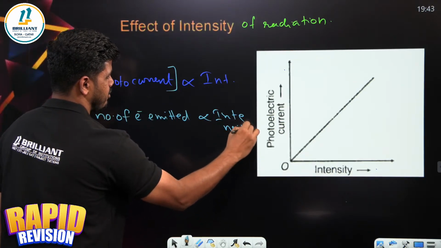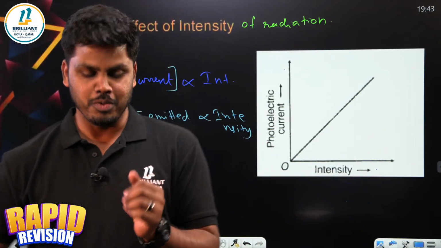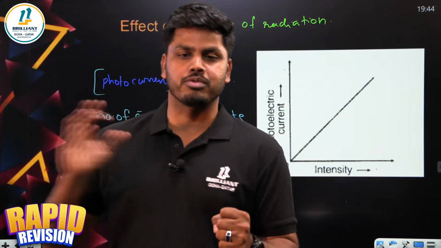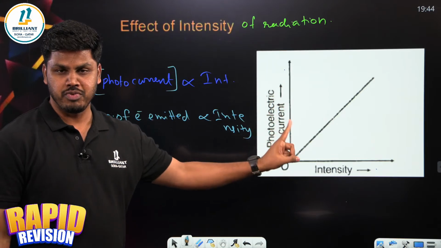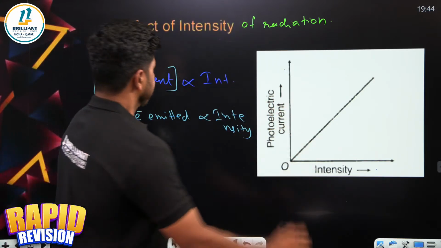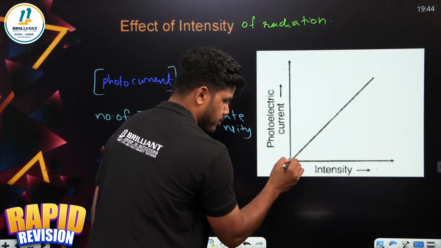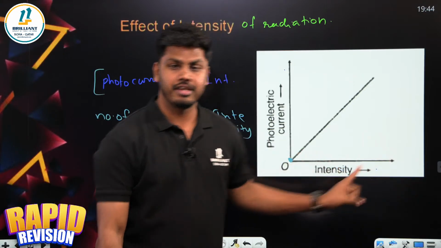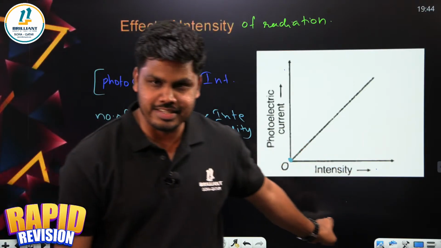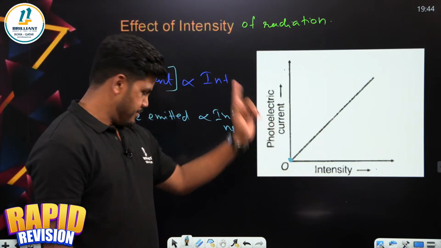If you use a bright source of ultraviolet radiation, zinc yields more and more electrons. More electrons will be emitted from the zinc surface. That is the first observation we made from the experimental study. For any non-zero intensity we get a current, and when intensity is zero there is no current. That is why the graph starts from the origin.